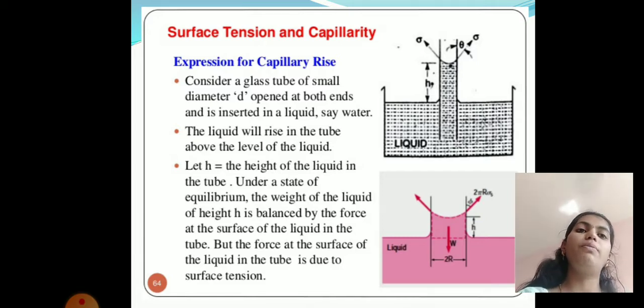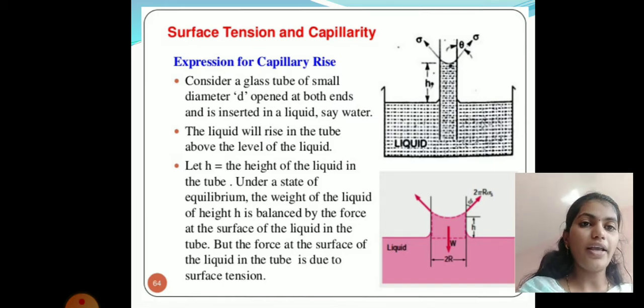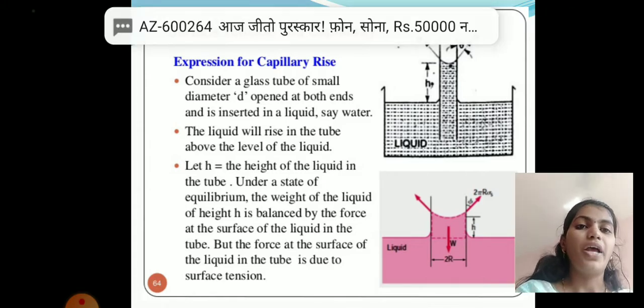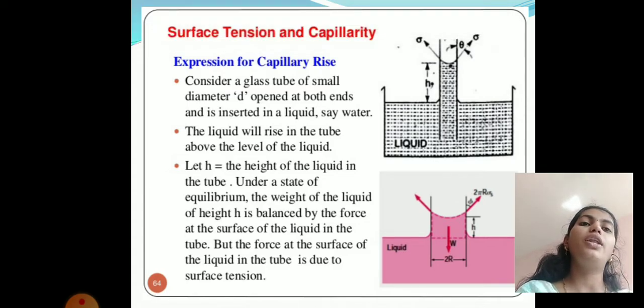Now the liquid will rise in the tube above the level of the liquid. It means that inside the tube the liquid rises to a higher level as compared to the outside liquid of the tube. Let h be the height of the liquid in the tube.